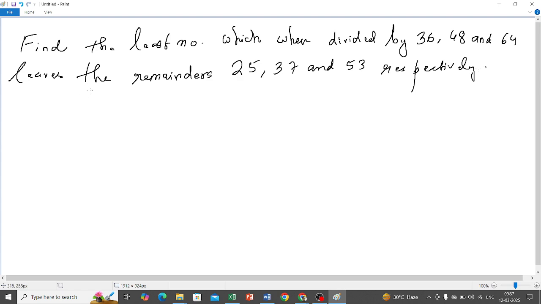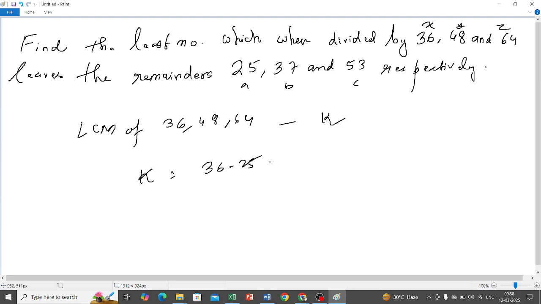So this is your x, this is your y, this is your z, this is your a, this is your b, this is c. LCM of x, y and z minus k. What is k? K is 36 minus 25, that is equal to 48 minus 37, that is equal to 64 minus 53, which is 11. So find out the LCM of these three numbers and then subtract 11.